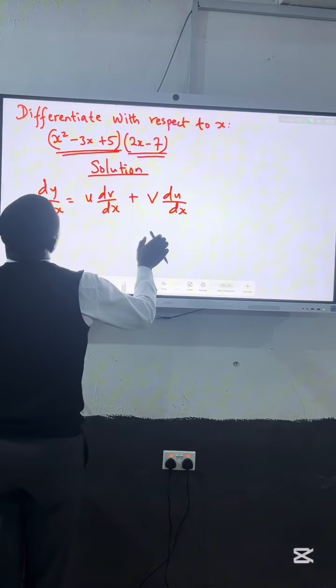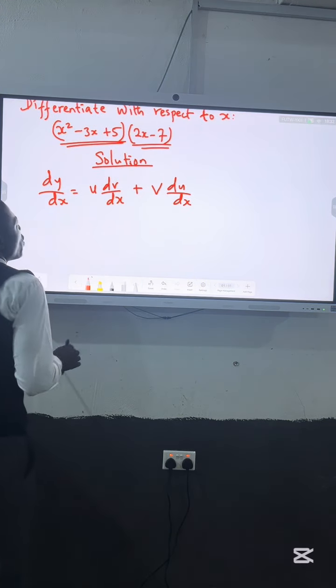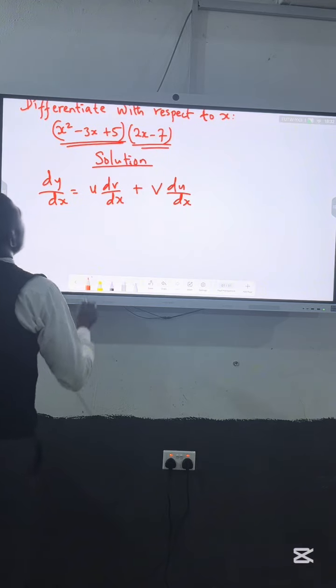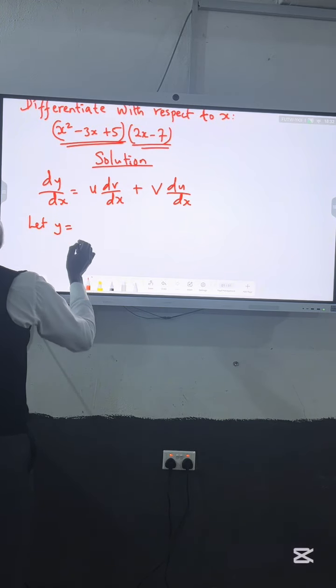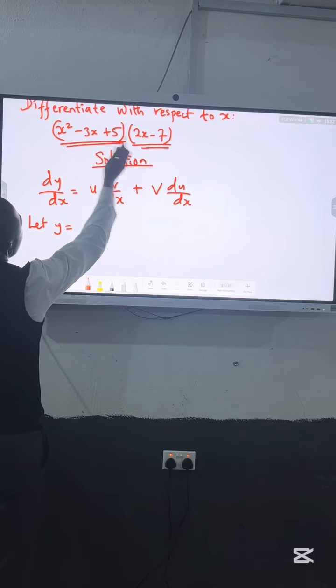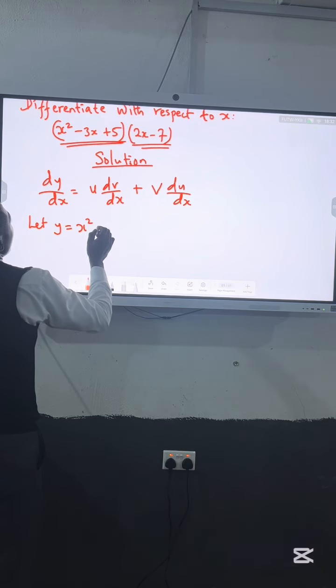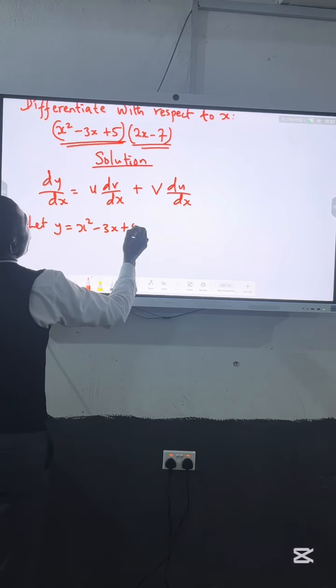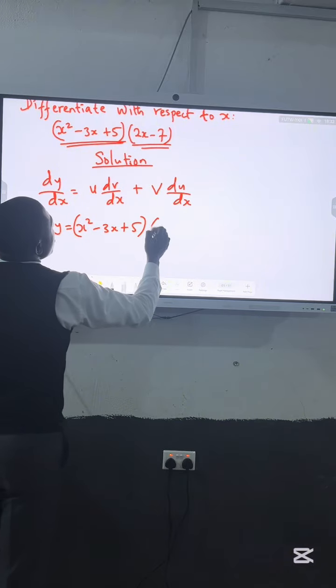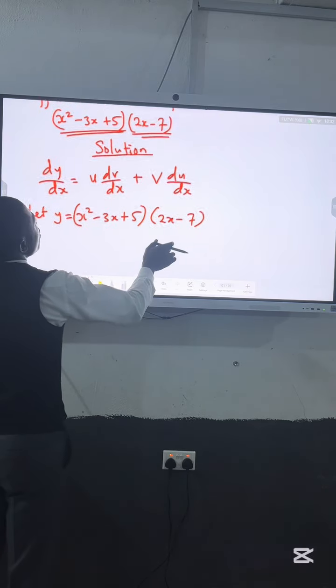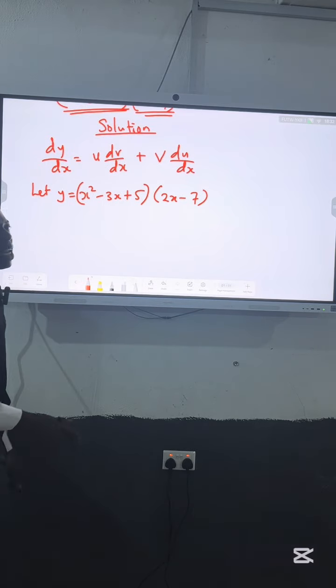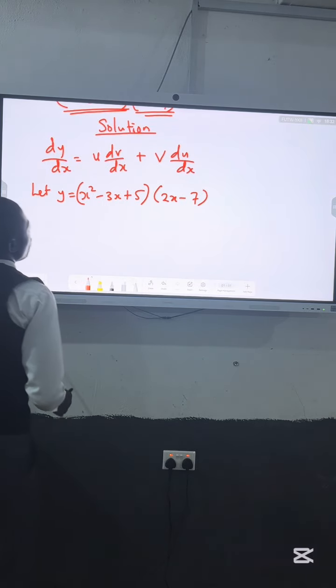Now, how do you get y when you don't have y in the question? We are going to say let the whole of this function be equal to y. Let y be equal to the whole of this function. So we have x squared minus 3x plus 5 all in brackets into 2x minus 7. So how do you get your u, your v, and every other thing in the formula? That's what I want to show you now.